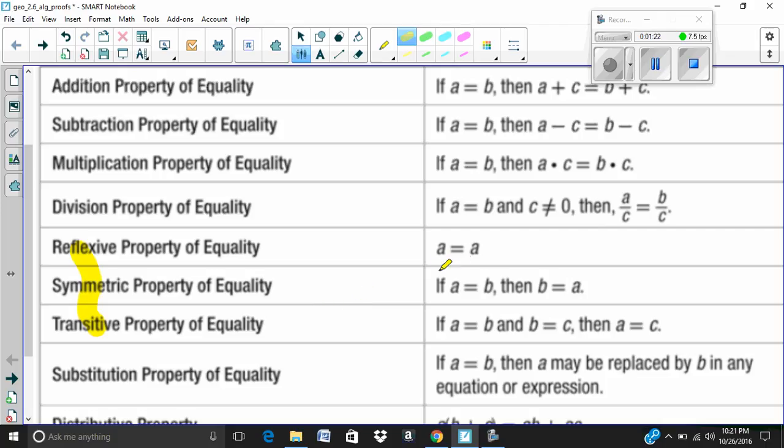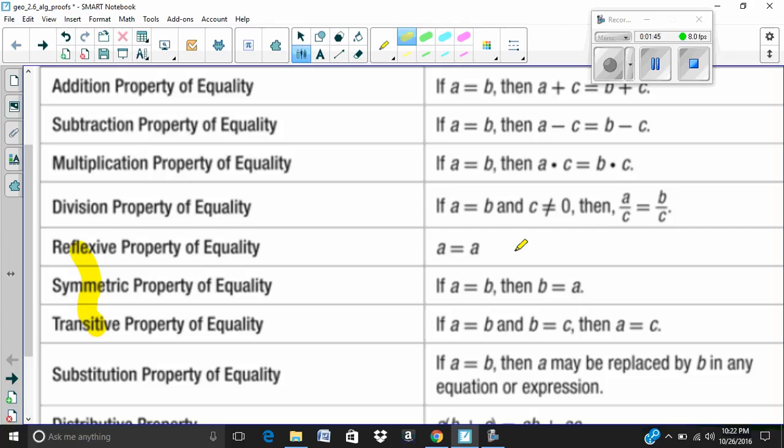Reflexive property pretty much says that something is equal to itself. 4 equals 4, x equals x. Ice cream cone equals ice cream cone. Think about when you look in the mirror, you see your reflection. Not quite the same as reflexive, but you get the idea, hopefully. You look in the mirror, what do you see? You see yourself. You don't see somebody else.